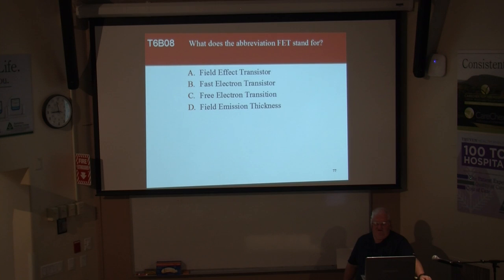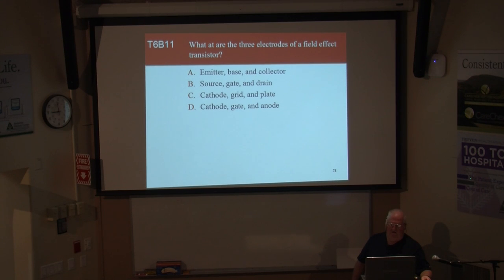What does the abbreviation FET stand for? Field effect transistors. What are the three electrodes of a field effect transistor? What is it? B. Yeah, if you try and remember, the NPN and the PNP is your emitter, base, collector. Your field effect transistors are your source, gate, and drain.